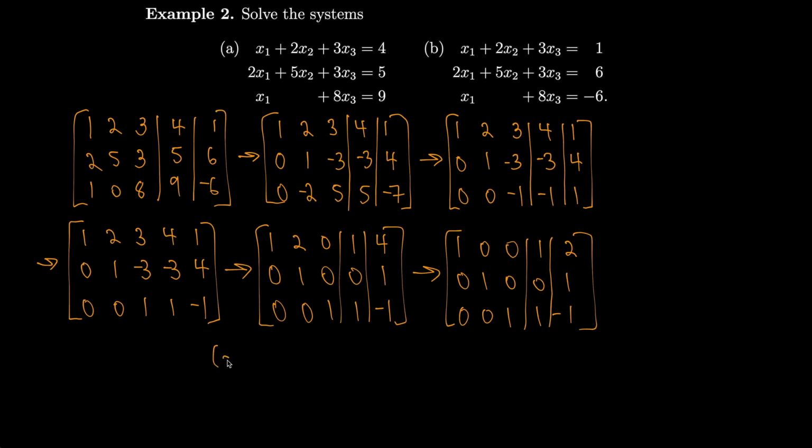So we just solved both at the same time. For A, we'll just read off these solutions. So that gives us x1 equals 1, x2 equals 0, and x3 equals 1. For B, we get these solutions. x1 equals 2, x2 equals 1, and x3 equals minus 1.